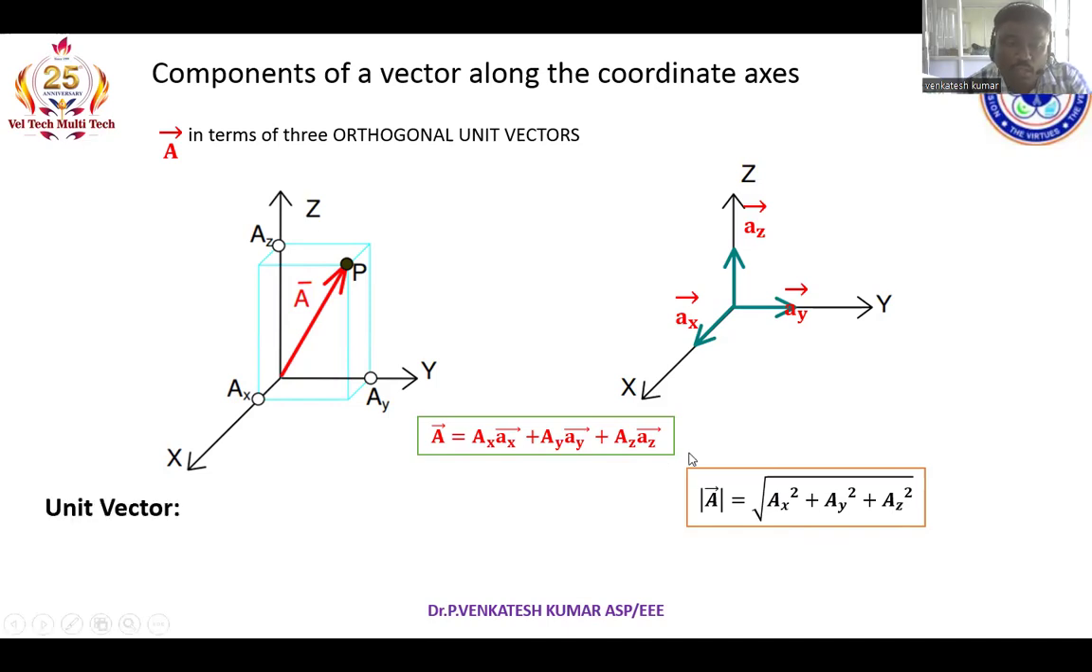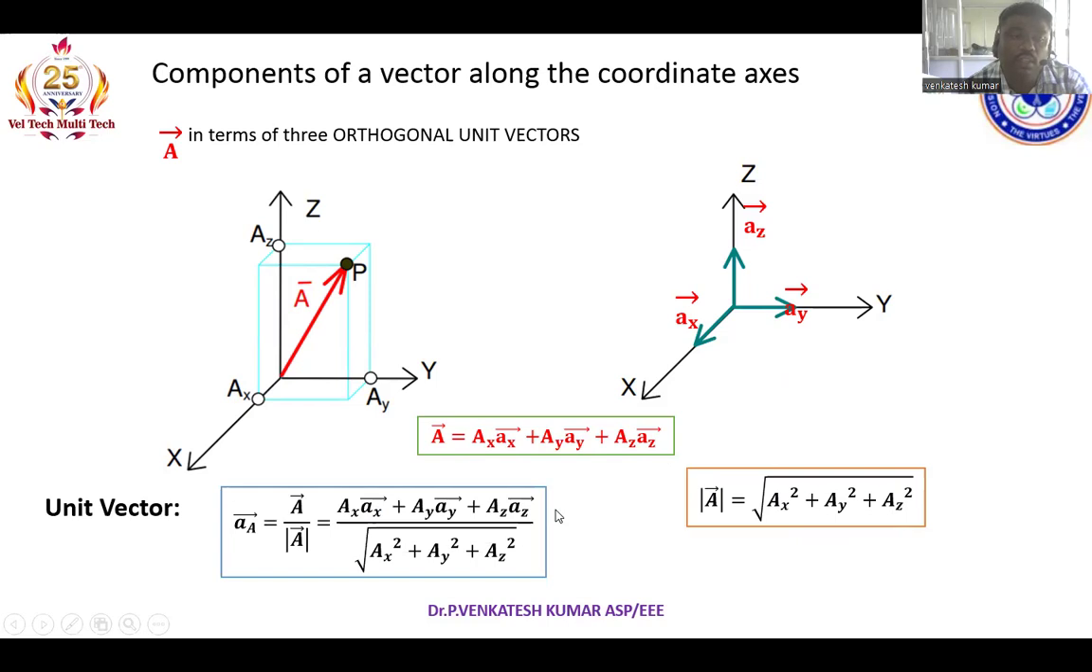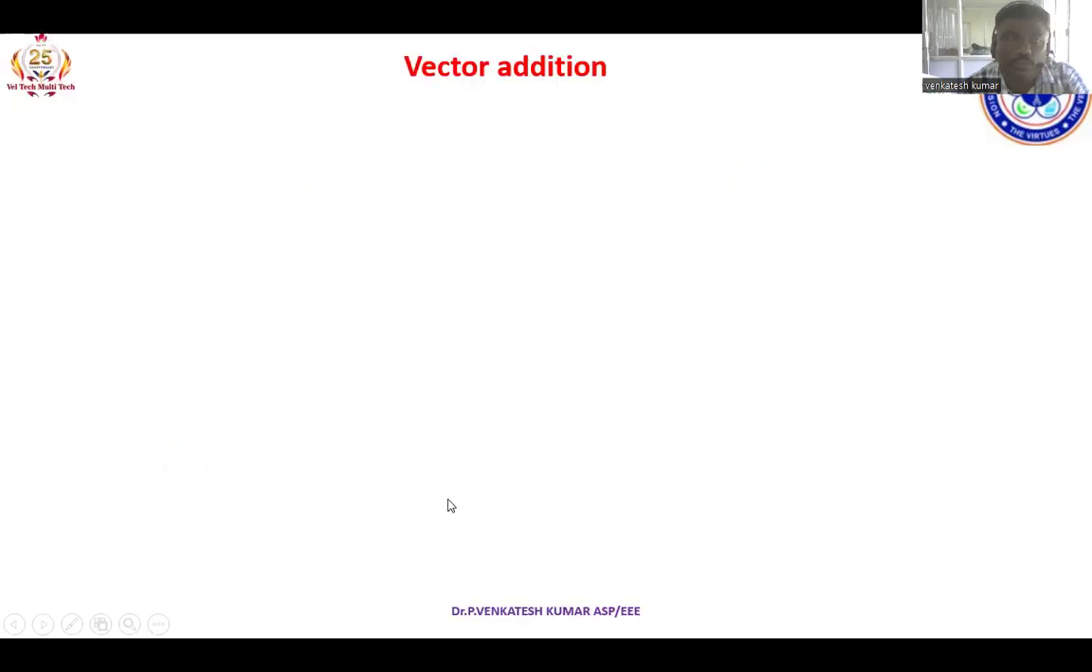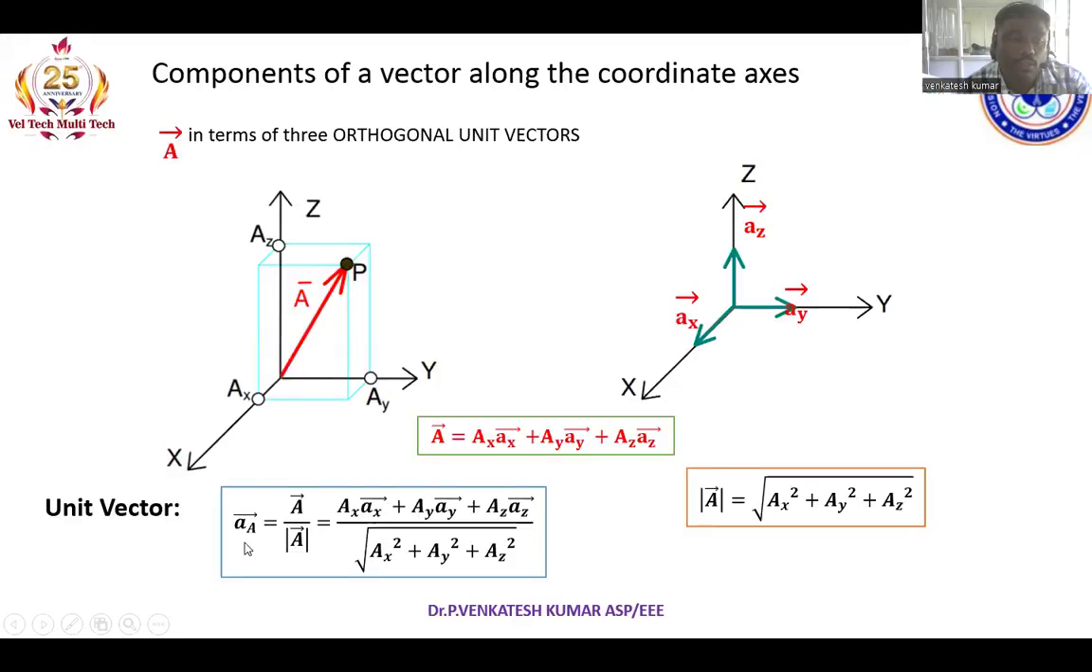Now we want to calculate the unit vector. The unit vector can be for A vector or B vector or any variable. The unit vector of A we represent as a_A. How much unit vector does A have? The unit vector is equal to our vector A divided by the magnitude of A vector.